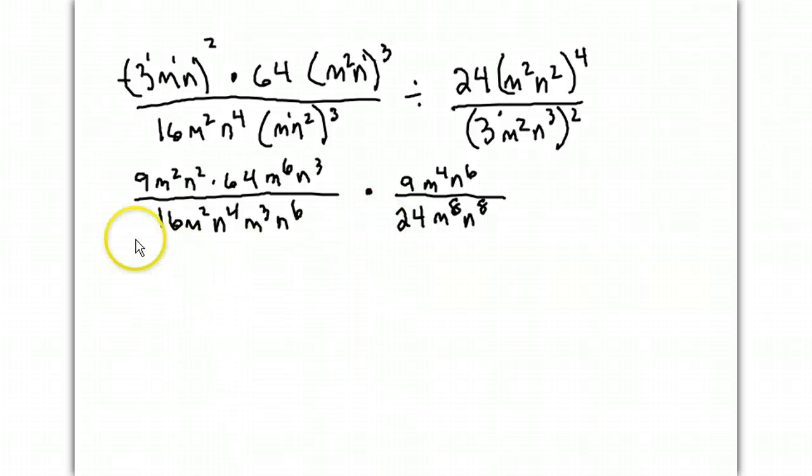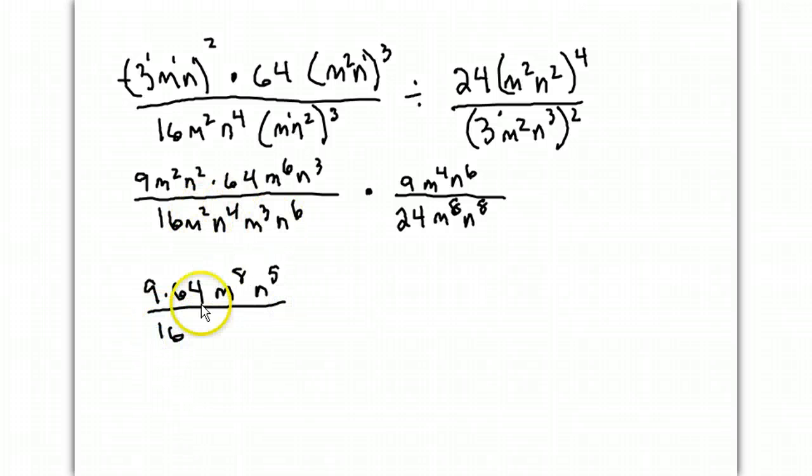Now we can simplify each numerator. This numerator, I'm just going to leave the 9 times 64 there. M squared times m to the 6th, when you multiply, you add powers, so it's going to be m to the 8th. N squared times n to the third is going to be n to the 5th. And that's divided by 16, m squared times m cubed, that's m to the 5th, n to the 4th times n to the 6th, that's n to the 10th power. And we'll leave it like this.